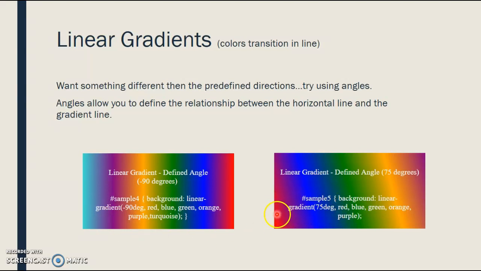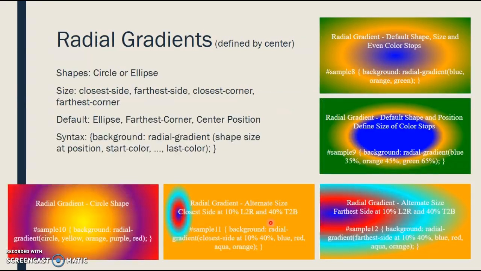And then in my other example here off to the right, I did a 75-degree angle, which is going to basically create a diagonal gradient, but it's not exactly at a 45-degree angle, and it just kind of gives it a different look, a different feel that you can have.